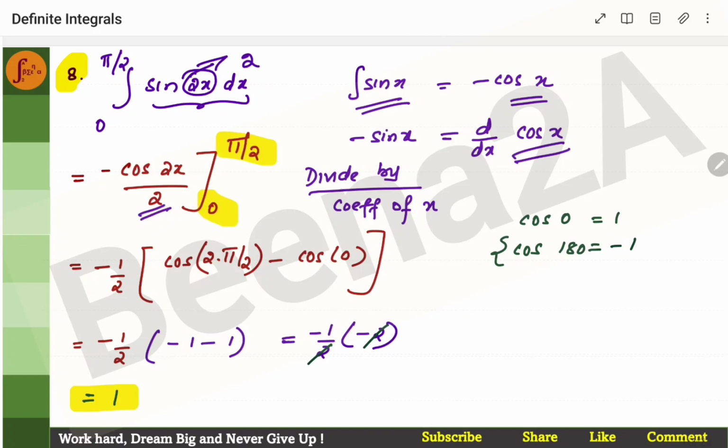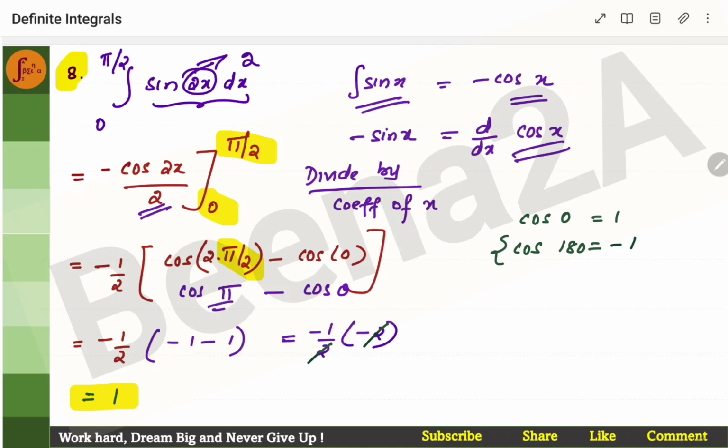Now you put the upper limit and lower limit. 2 into pi by 2. 2 and 2 will get cancelled. You will get cos pi, cos 180, and this will become cos 0. What is cos 180? Cos 180 is minus 1. You will have to remember this. Cos 180 is minus 1 and cos 0 is 1. Right? And then you have minus. You have to subtract. So finally you get 1 as the answer.